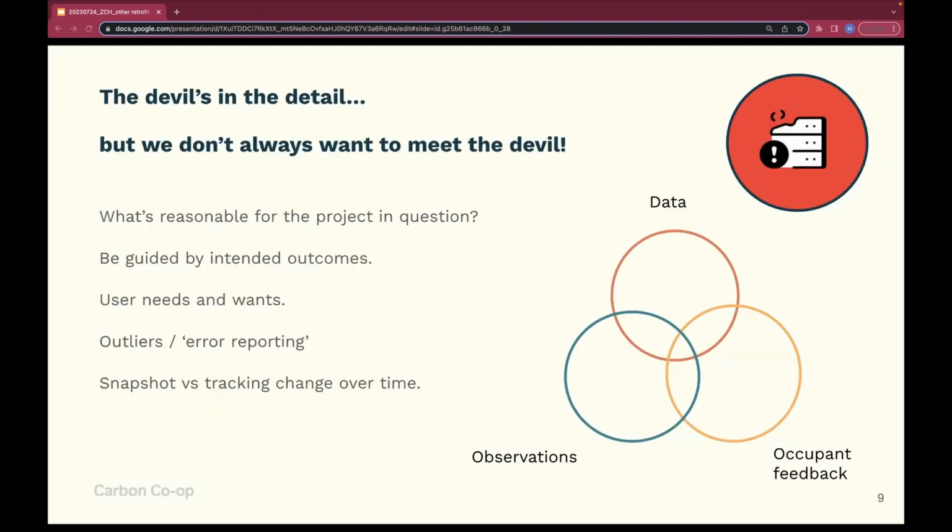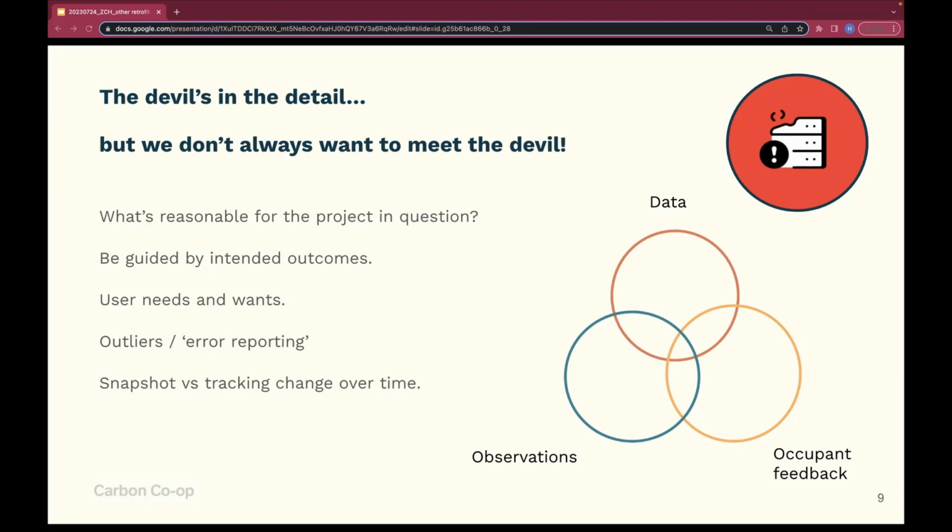So this is my last main points really. I'd say that with all of this stuff, the devil's in the detail, but you don't always want to meet the devil. It's not always desirable to have a ton of data on this stuff. It's incredibly fascinating, especially to people like me who work in this all the time, but it's not always appropriate for the project in question.